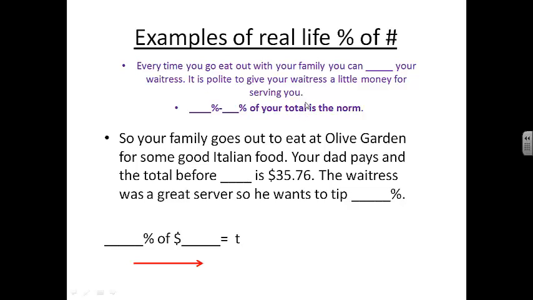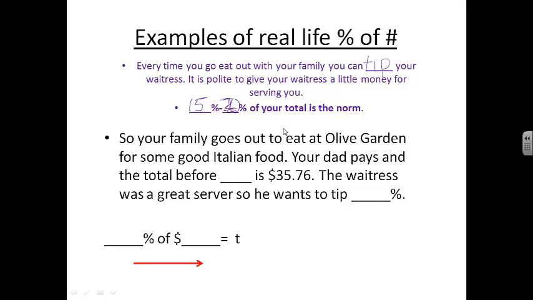Every time you go eat out with your family, you can tip your waitress. If you have older brothers and sisters, they might work at a restaurant. They rely on tips to make money. Whenever you go out to eat with your family, your parents will probably tip if your waitress does a good job. It is polite to always give your waitress, or waiter, a little money for serving you. Normally you would tip 15% of your bill, or 20% depending on the service. So 15 or 20% of your total is the norm.